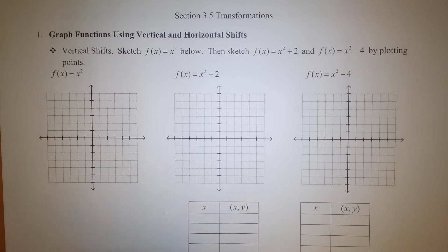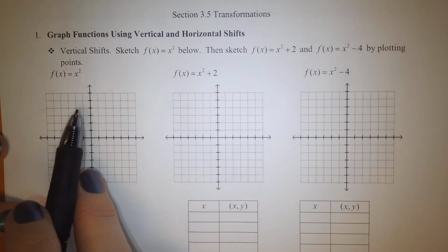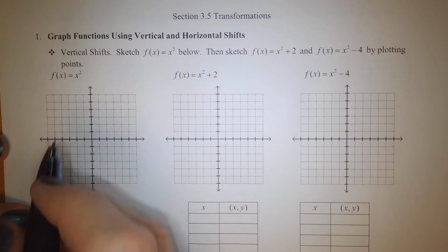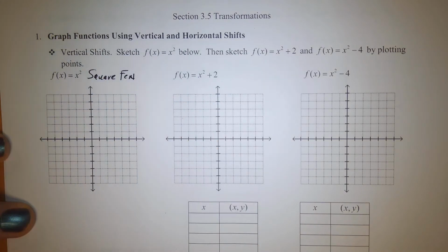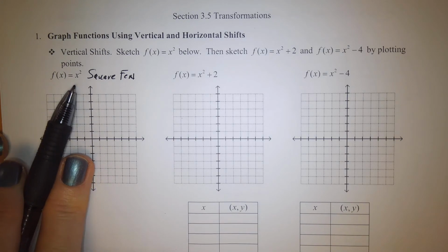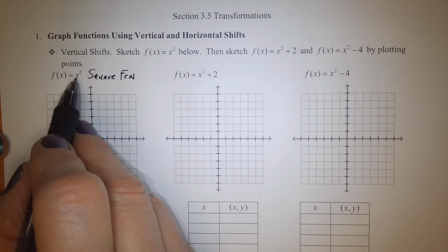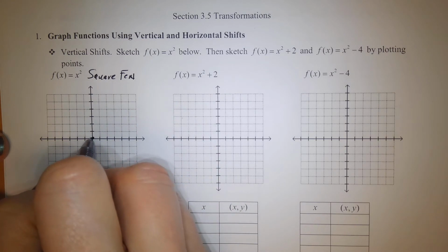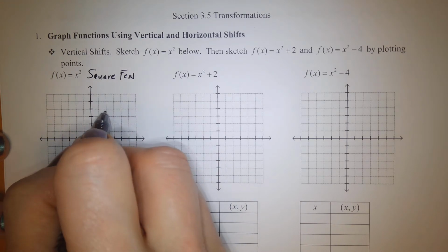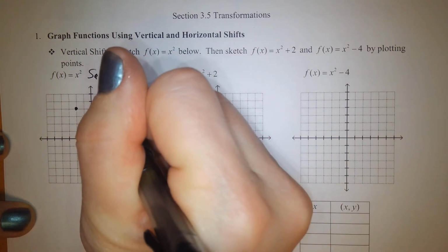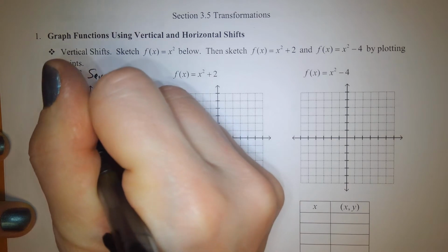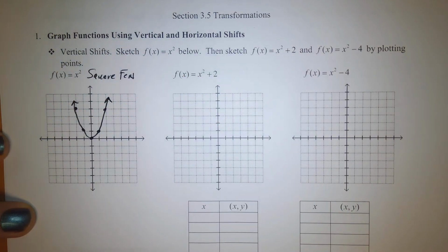So again, let's start with the core function. In this case it is x squared. This is the square function. You should already know what the square function looks like. We don't have to create a table of points because we should have this memorized. The core function of a square function is a parabola. It goes through 0, 0, 1, 1, 2, 4, and is symmetric over the y-axis. By this point, everybody should be able to draw that from memory.